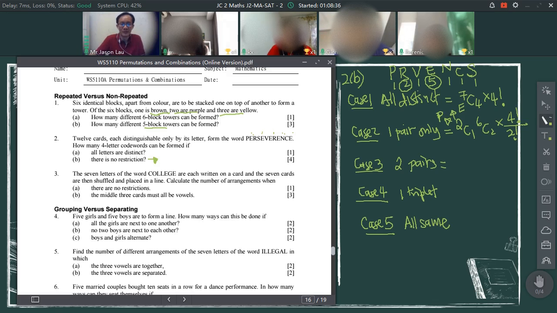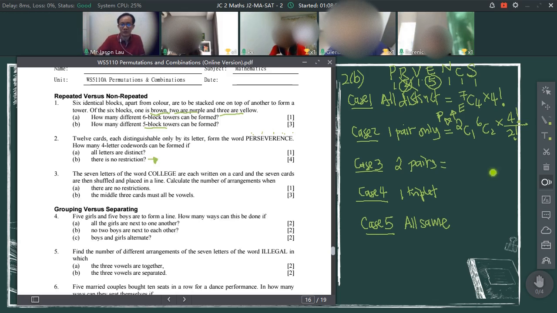It's either E or P, so you choose them. Then the 6 choose 2 is more difficult. 6 choose 2, you must be careful. You chose one pair, then you still have 1, 2, 3, 4, 5, 6 other distinct letters you can choose.